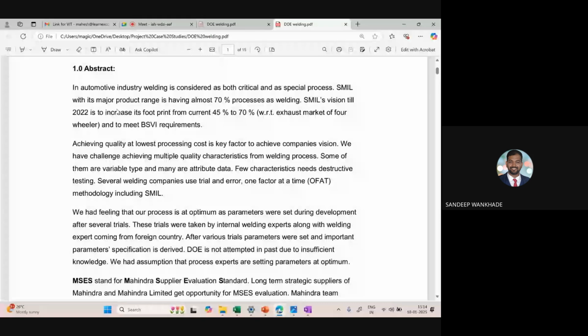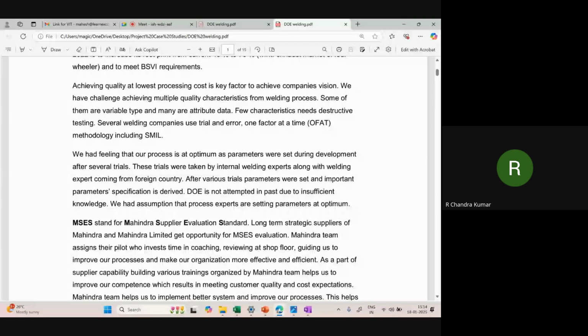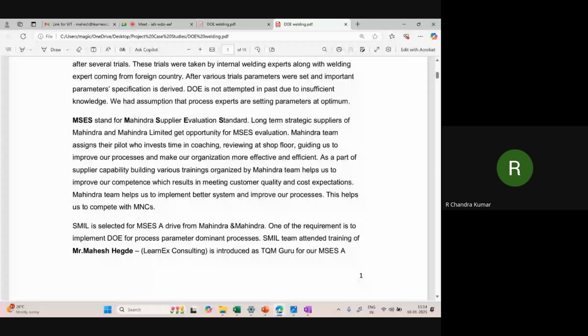So this is a paper. I'm just showing you the paper end to end. Mahindra and Mahindra, this paper is published, so I'm able to share this. Mahindra and Mahindra has taken an initiative for various suppliers called Mahindra Supplier Evaluation Standard. And I was taking care of all the black belt projects, green belt projects, TOE projects at that time, about 8-9 years ago. And there, these people were nominated for the design of experiments.